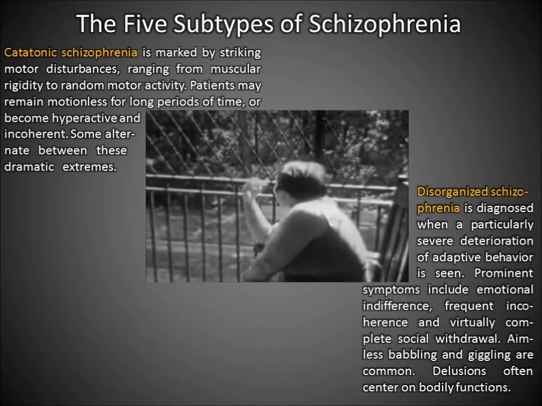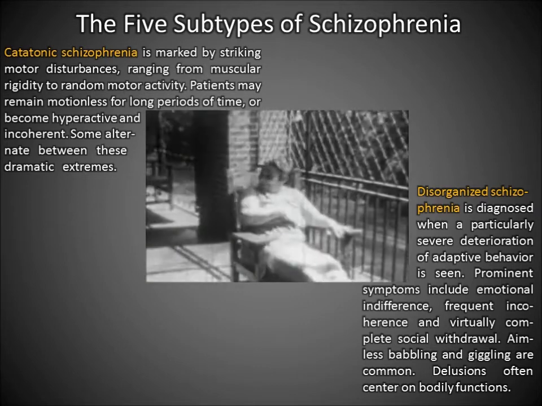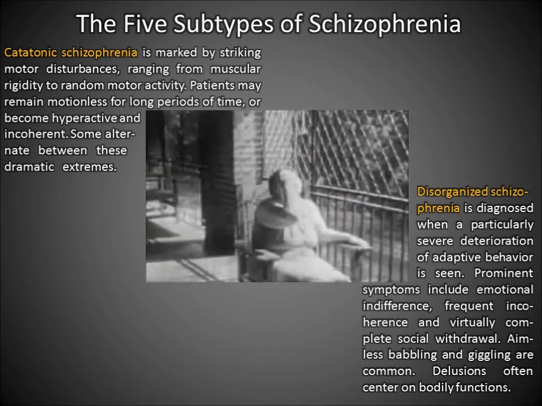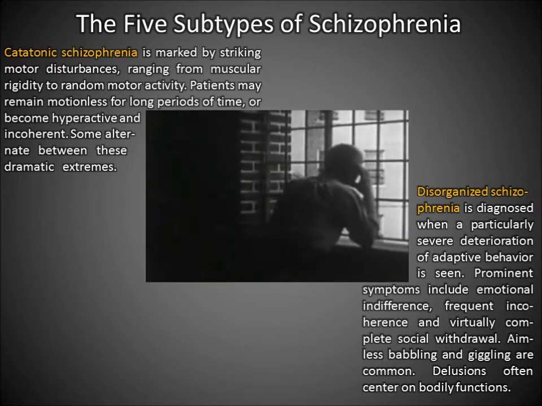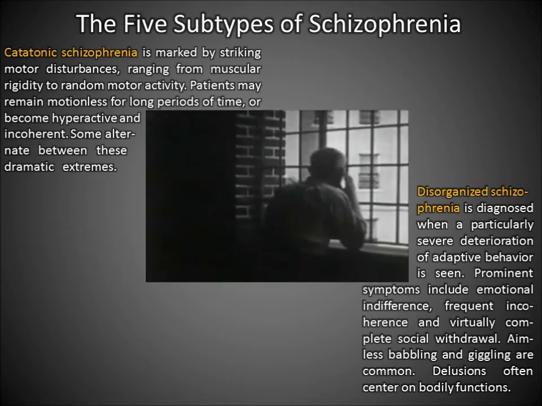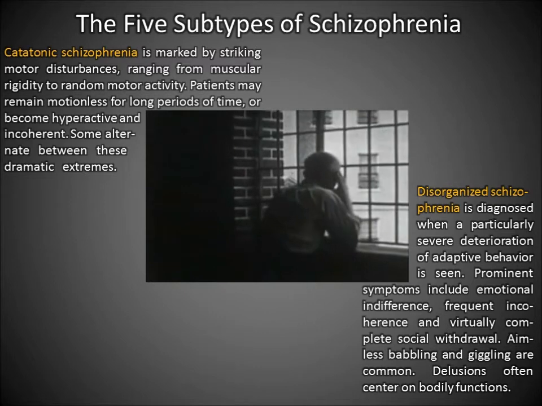Disorganized schizophrenia is diagnosed when a particularly severe deterioration of adaptive behavior is seen. Prominent symptoms include emotional indifference, frequent incoherence, and virtually complete social withdrawal. Aimless babbling and giggling are common. Delusions often center on bodily functions.